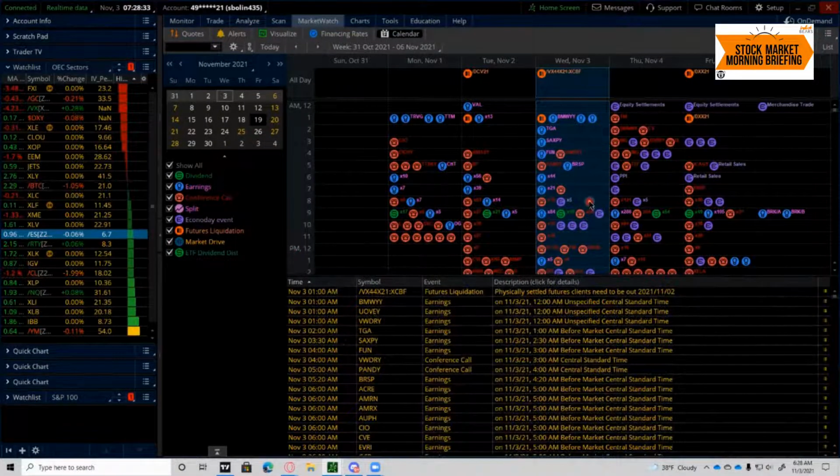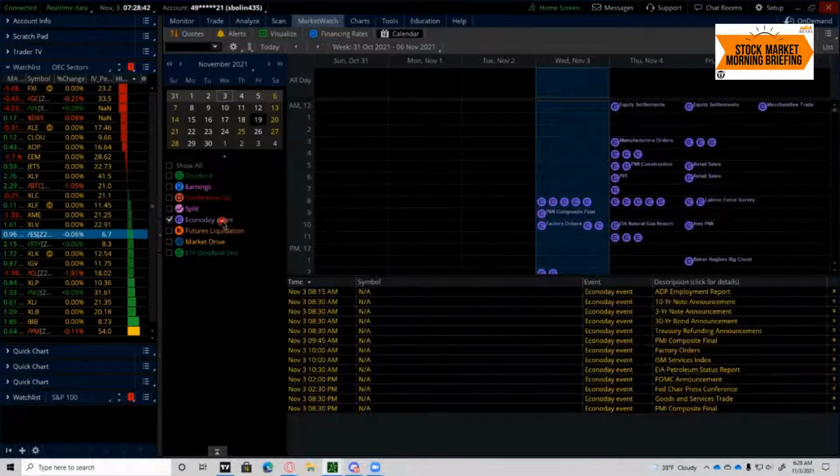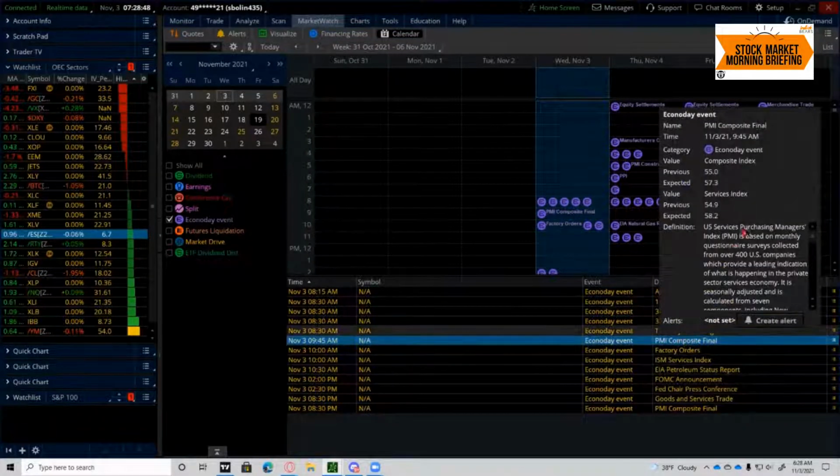So the easiest way to get it cleaned up so we can see what you're looking for is uncheck the show all menu and then turn on Econo Day event. Now Thinkorswim offers you an explanation of what this thing is. When you click on it, you can see this little pop-up, but they didn't write this pop-up. It comes from a website called Econo Day event.